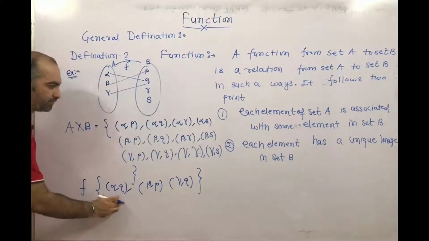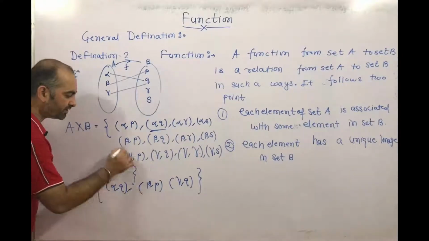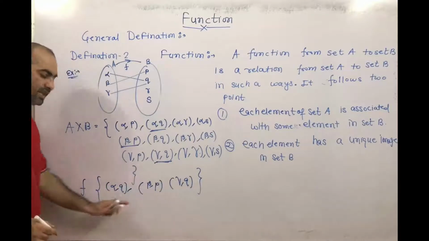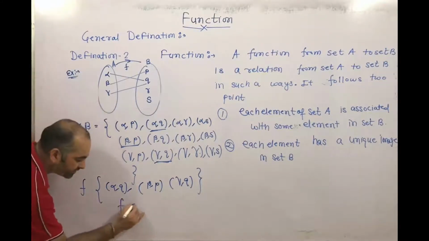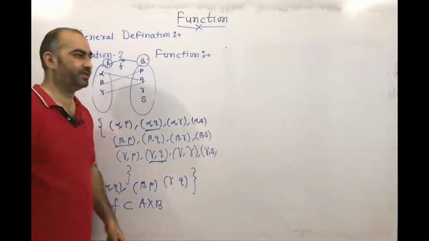So alpha comma Q is here, beta comma P is here, and gamma comma Q is here. That means all the elements of F are present in A cross B. So we can say that F is a subset of A cross B. So from here what we can say?